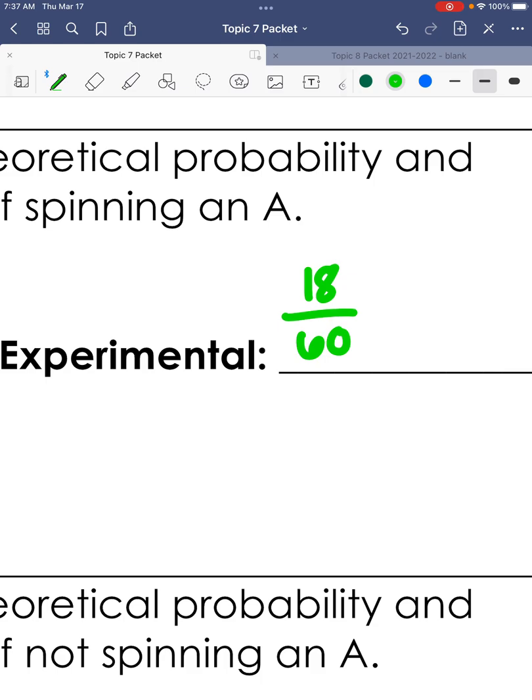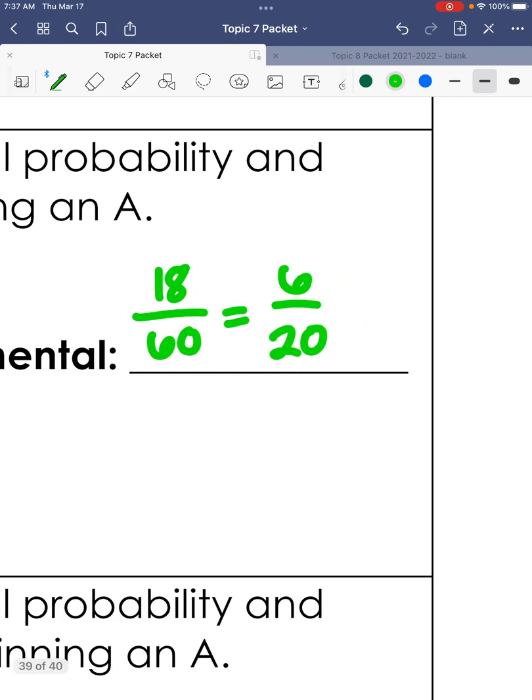So I know that 3 goes into both of these numbers. 18 divided by 3 is 6, and 60 divided by 3 is 20. I see I've got 2 even numbers, so I know that 2 goes into both of these. So 6 divided by 2 is 3, and 20 divided by 2 is 10.